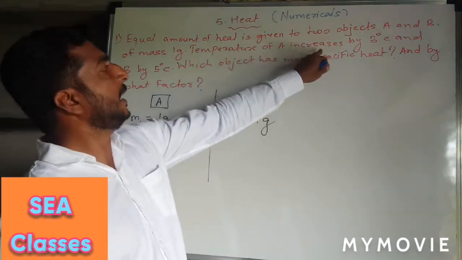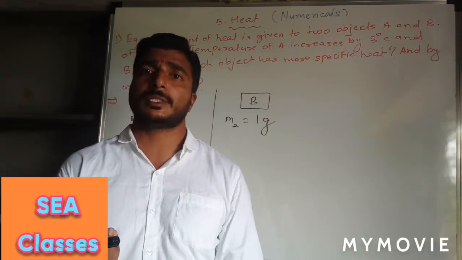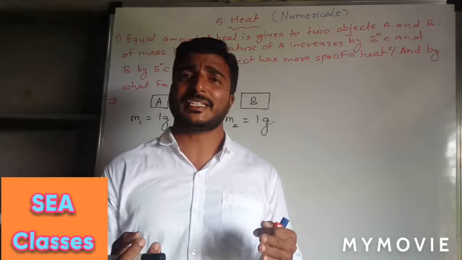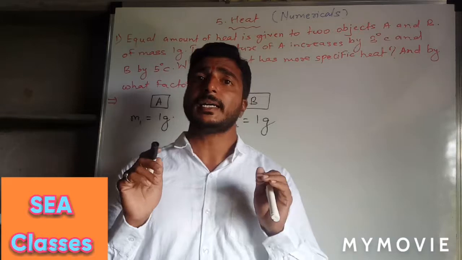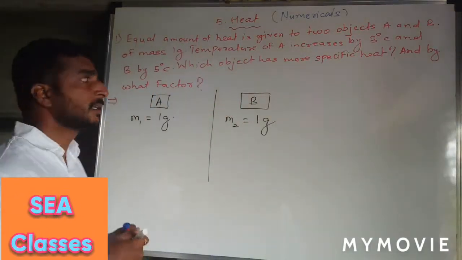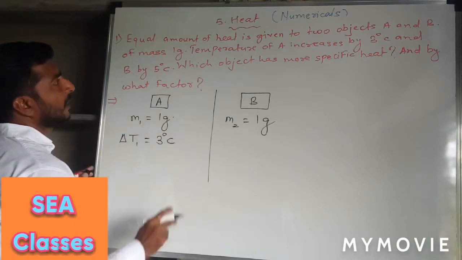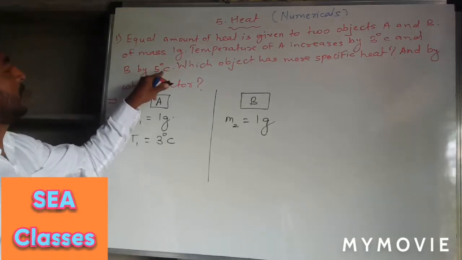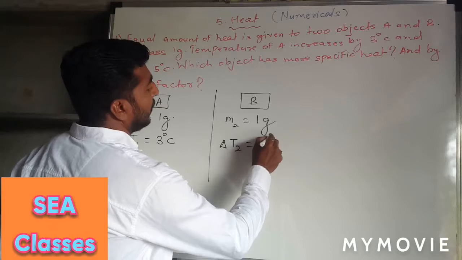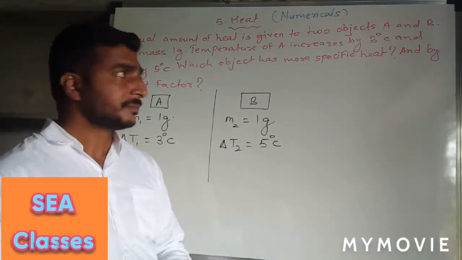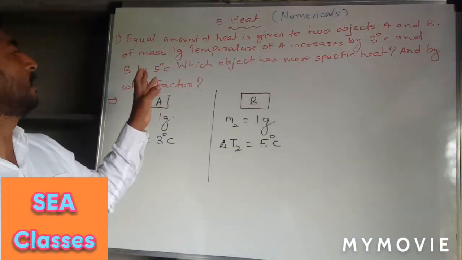The temperature of A increases by 3 degrees Celsius. When heat is given to object A, its temperature, whatever it was initially, increases by 3 degrees. That means the change in temperature, delta T, is 3 degrees, and for B it is 5 degrees. So the change in the temperature of object B is 5 degrees Celsius. Then the question: which object has more specific heat, and by what factor?